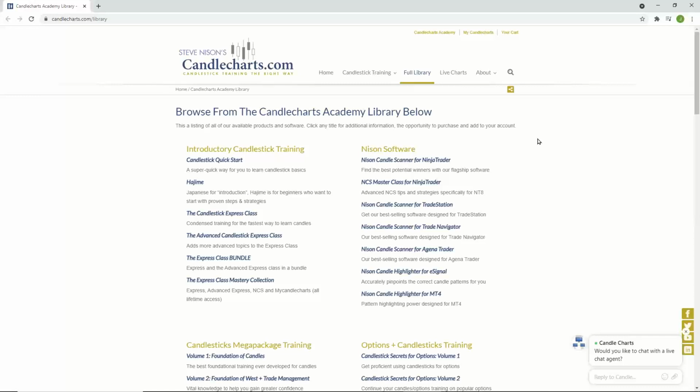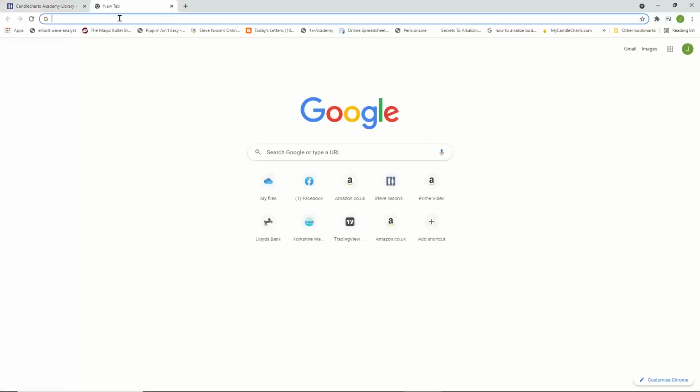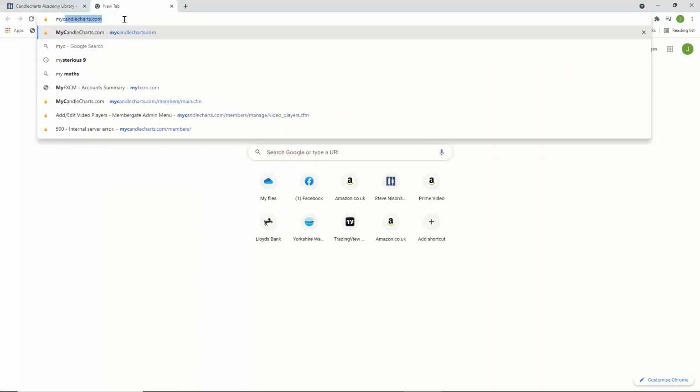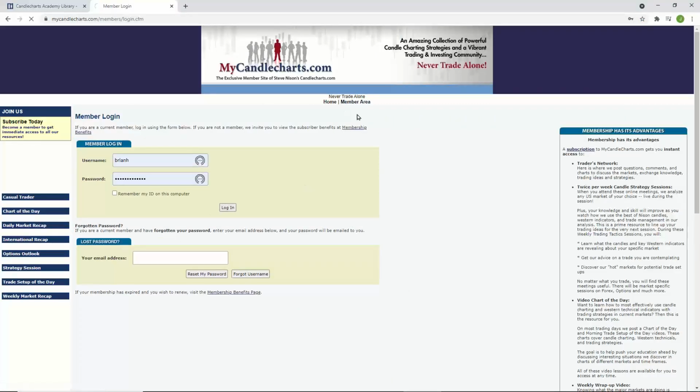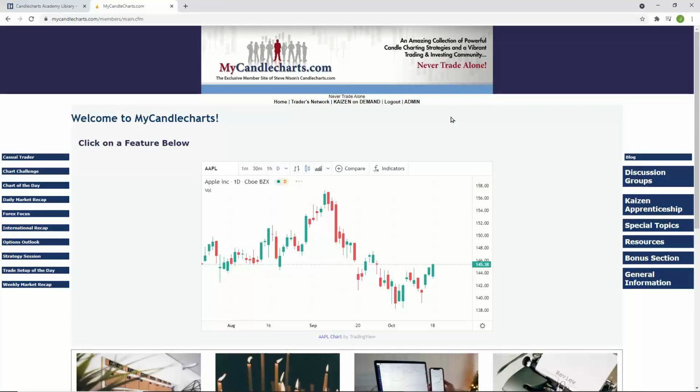I say in the evening, it's for the daily recap. We've got, let me just come up here, mycandlecharts.com. Not very difficult, and let's just take a look at our member area, and I'll have to log in here on this one. Very easy to do. There we go. So again, you can have a quick look at whatever chart.